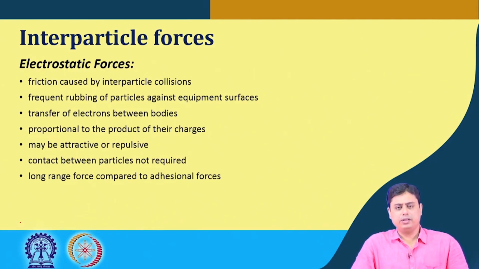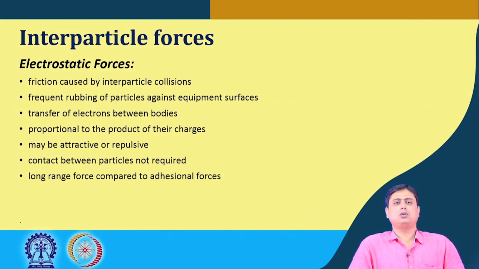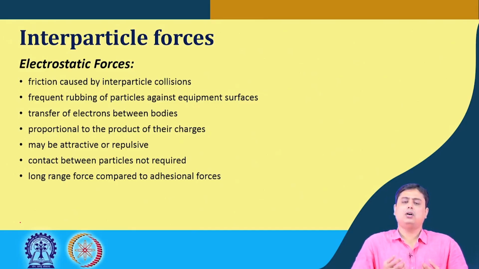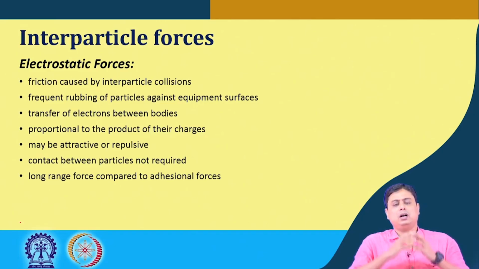The other force relevant in discussing granular agglomeration is the electrostatic force. This force is caused by interparticle collisions and rubbing of particles against the equipment surface, solid surfaces. It is the transfer of electrons between the bodies, and its force is proportional to the product of their charges. This force can be repulsive or attractive in nature, and it does not require any contact between the particles. It is a relatively long range force, even compared to the van der Waals force, as well as the additional forces where contact between the particles is necessary. It is caused by the collision of different particles.